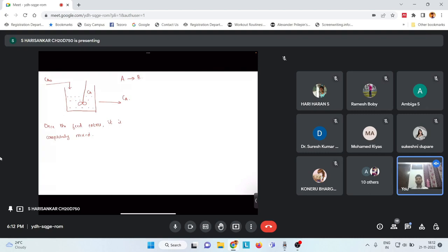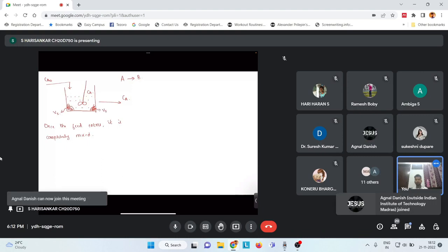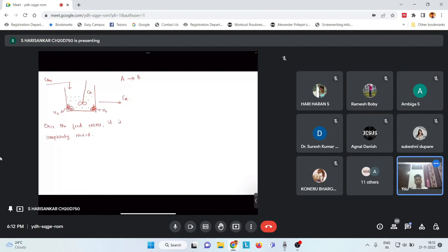In real cases, what happens is, some amount of A can get stagnated here, or let's say in both these corners, A gets stagnated. Now let's say this is Vs, and this is also Vs. Vs is the volume of the reactor that is occupied by this stagnant reactant. So now the whole reactor volume is not available for reaction. That means there is obviously a decrease in your conversion or the efficiency of the reaction. So this is one case.